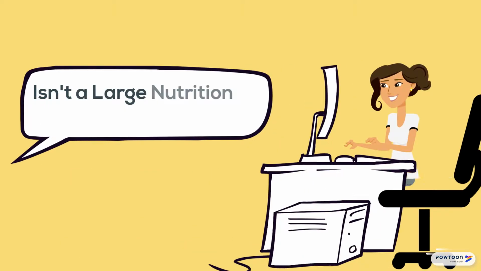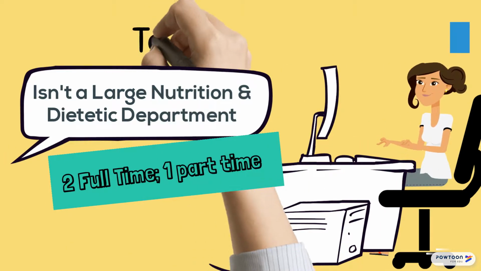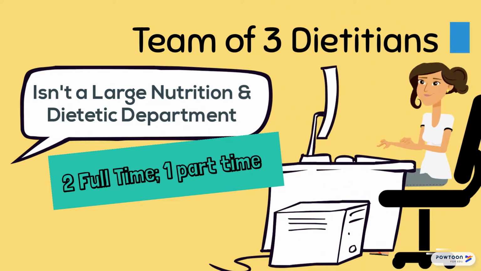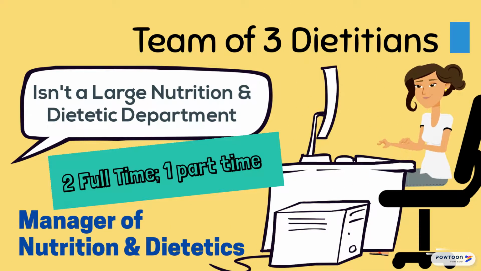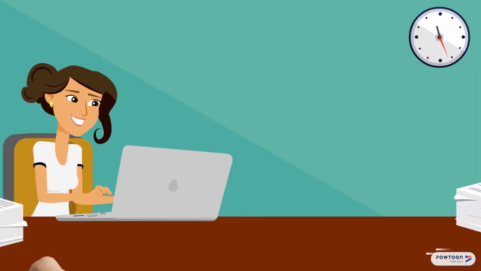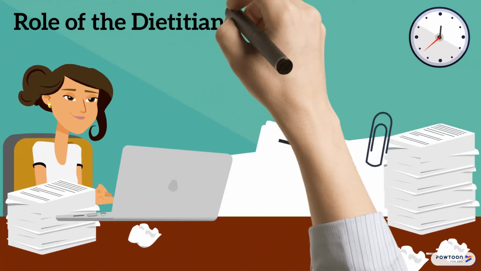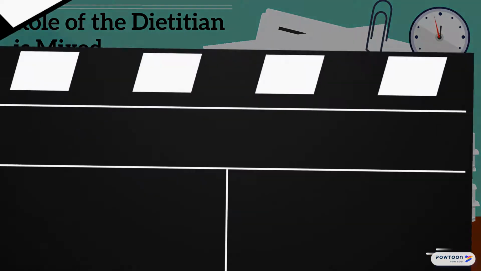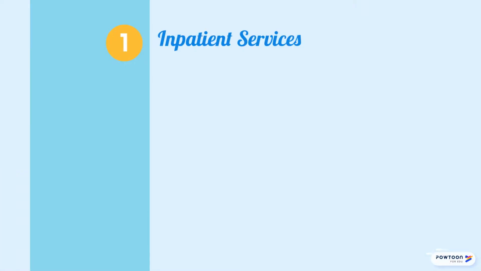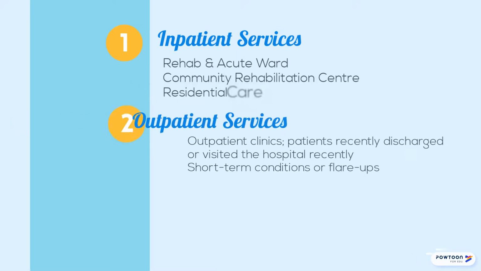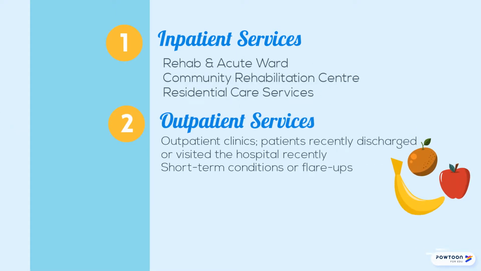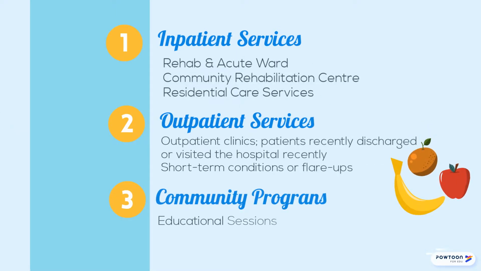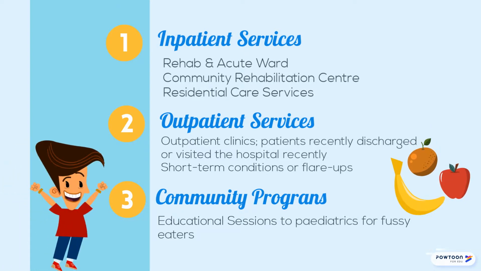At Castlemaine Health, there is a small nutrition and dietetic department with a team of 3 dietitians, as well as a manager of nutrition and dietetics, who do not have any formal meetings. The role of the dietitian is quite mixed at Castlemaine, providing inpatient and outpatient care, as well as community services. Inpatient services are provided in the rehab and acute wards, as well as the Community Rehabilitation Centre. Community programs also run, such as educational sessions for paediatrics for fussy eaters.